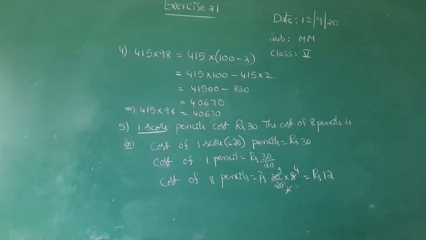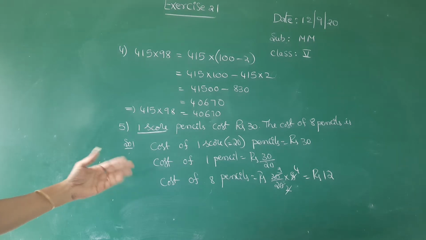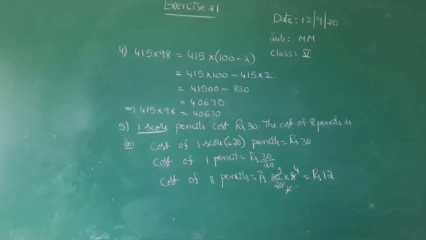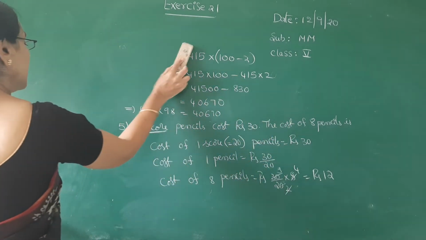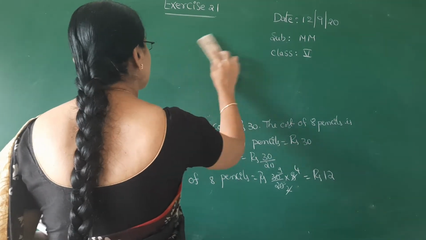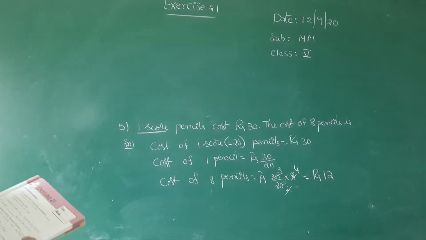So here first you have to find the cost of one pencil, and don't do cancellations. In the next step you have to do the cancellations. The cost of 8 pencils is equal to rupees 30 by 20 into 8. First we have to divide 30 and 20 with the 10 table. 10 is the common factor. 10 3s, 10 2s, and 2 8s are 2 8 4 times it will go. 3 4s are 12. That is the answer. So the cost of 8 pens is 12 rupees.